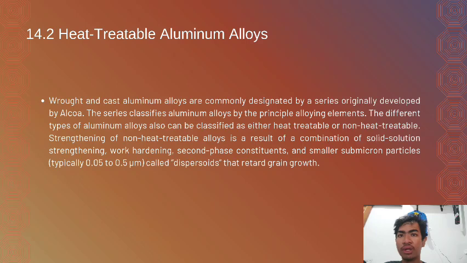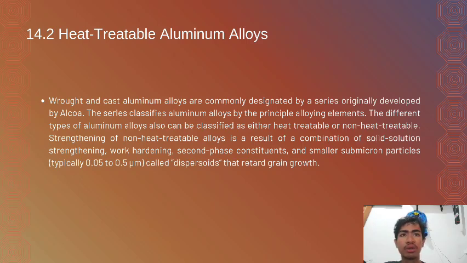14.2 Heat treatable aluminum alloys. Wrought and cast aluminum alloys are commonly designated by a series originally developed by Alcoa. The series classifies aluminum alloys by the principal alloying elements. The different types of aluminum alloys can also be classified as either heat treatable or non-heat treatable. The highest strength levels are attained by the heat treatable alloys, which are strengthened by precipitation hardening, as well as by the mechanical properties and strengthening mechanisms.